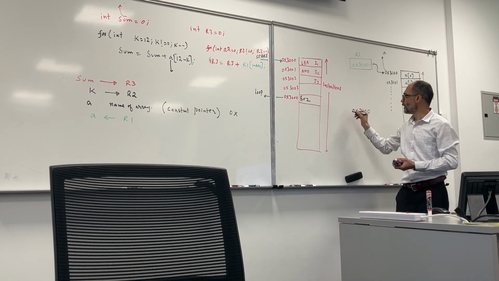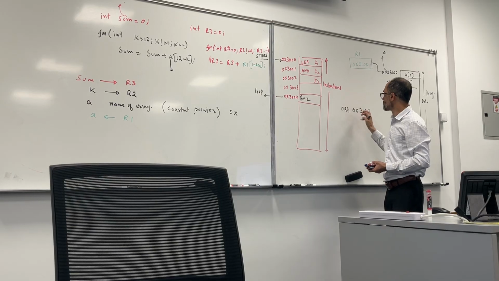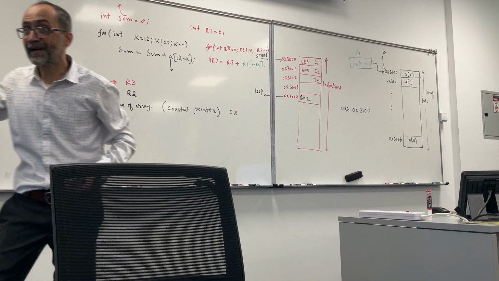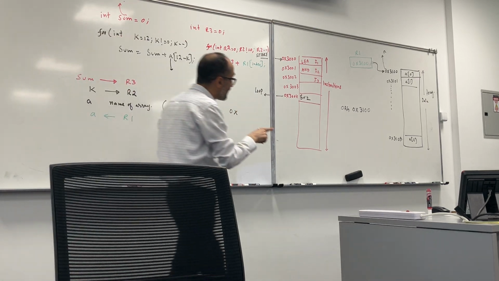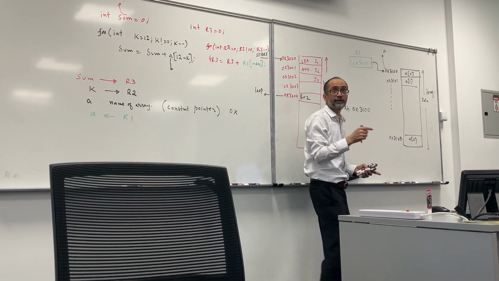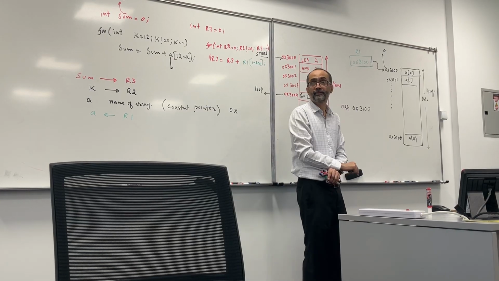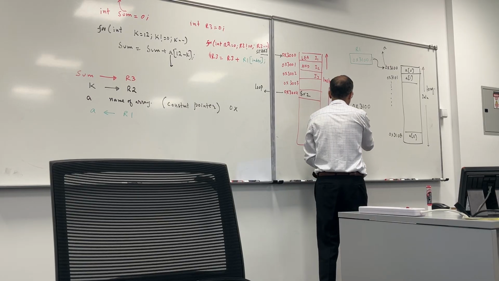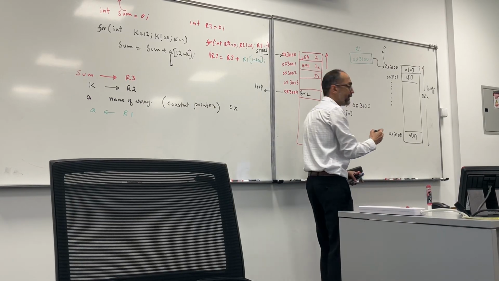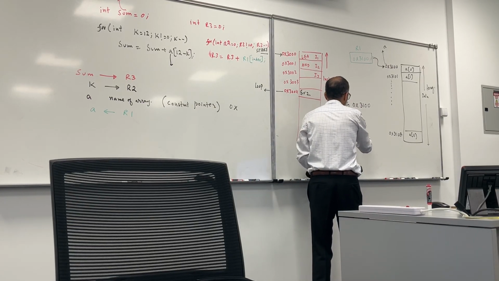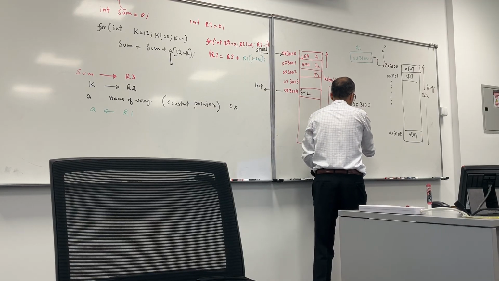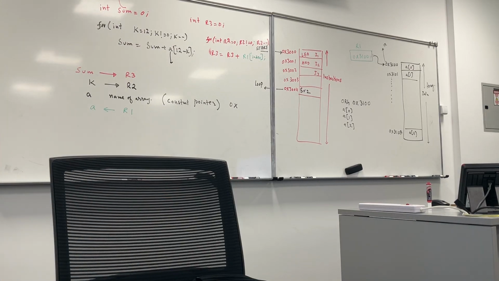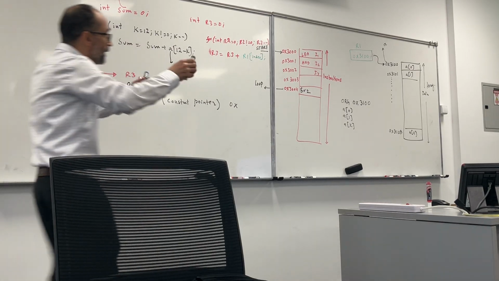ORG 0x3100. So this is now the starting address of the data. Now if you look at the data here, what will be stored in the first location? A0 will be stored in the first location. After that, A1. After that, A2. Clear or not clear?